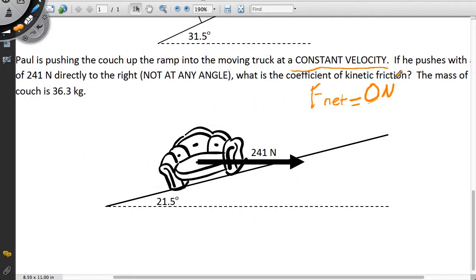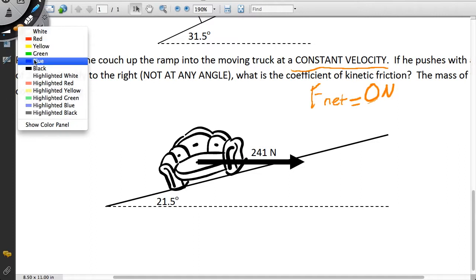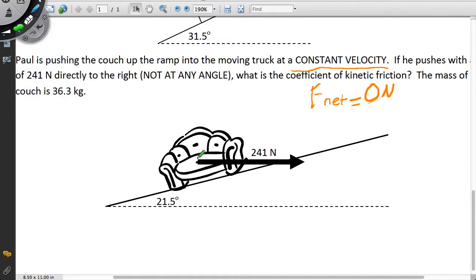Okay, so we also know that when we get to our coefficient of friction, we're going to be talking about kinetic friction because he's already moving it. Okay, so we just have to make sure the actual units balance themselves out. So as always, let's go ahead and start by working with the information that we know.